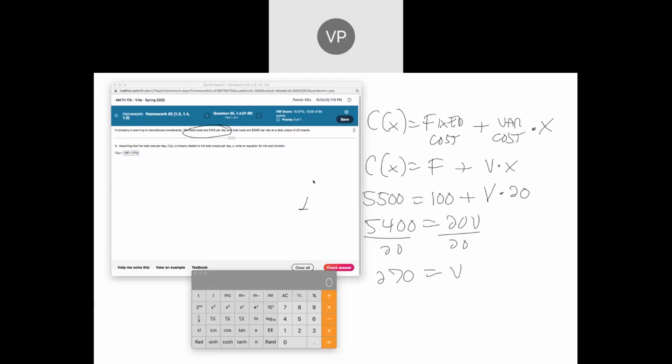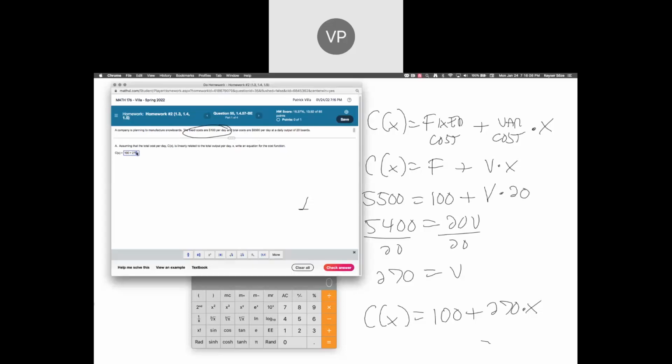We've now found that variable cost, what it is. So now I can go back to my original model, clean it up and say, well, there's the 100 fixed cost. There's the 270 times the number of boards. That's what it was. 5,500 wasn't that variable cost. It was the total cost right there. So I had a little fix. I just had to change that to a 270, and now we have the right answer.